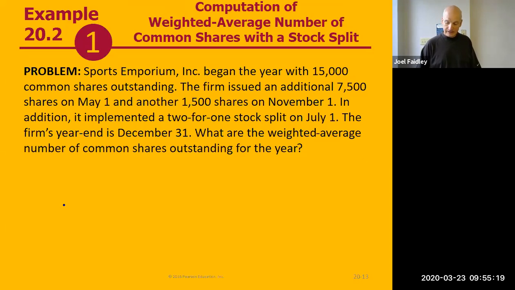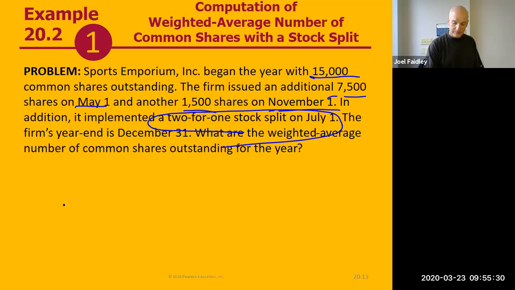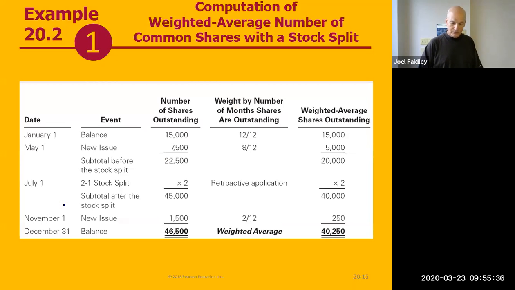So here is an example. There's a 2-for-1 stock split on July 1, right halfway through. You began the year at 15,000, issue another 7,500 on May 1, and 1,500 shares on November 1, which is after the stock split, right? What does that look like? I like the way they do this. It's probably the most simple way to explain this.